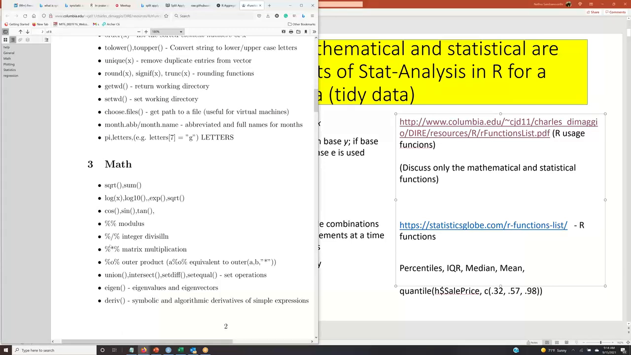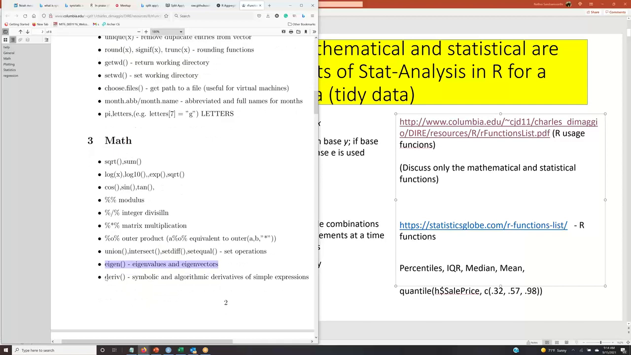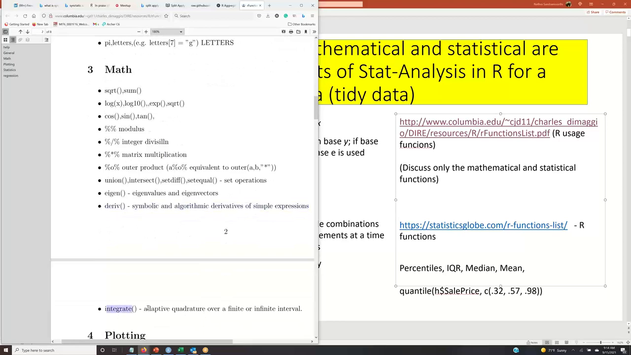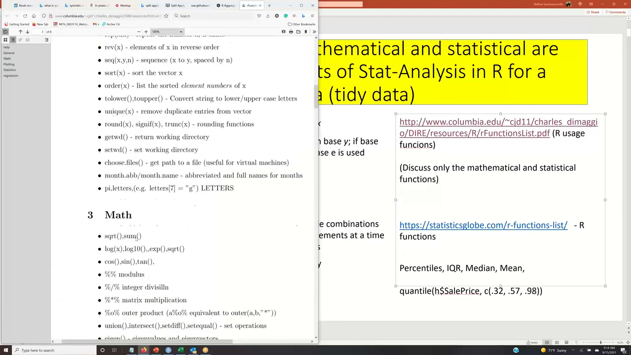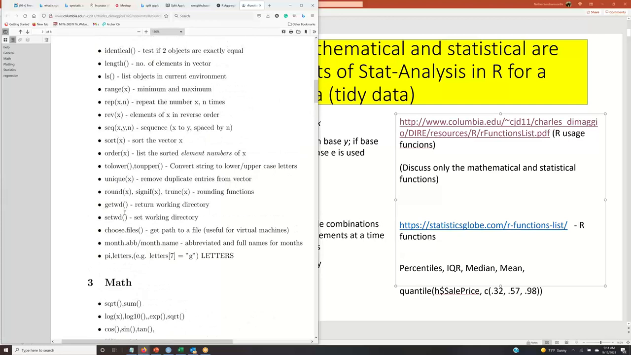Okay, so these are matrix computations. This is a set computation. And this is also matrix, but eigenvalues and eigenvectors, and some basic derivative symbolic and algorithmic derivatives are also available in R, plus the integration. These are all math versions. These are basically operational R keywords and commands, for example, get working directory, set working directory, all these things.